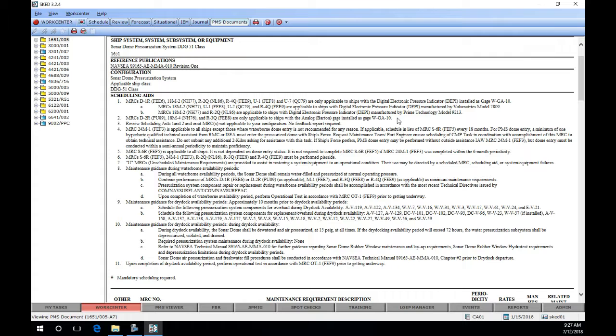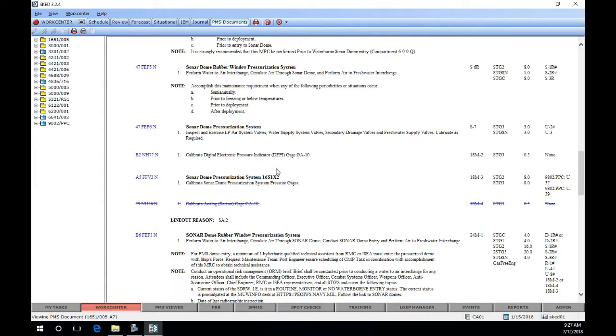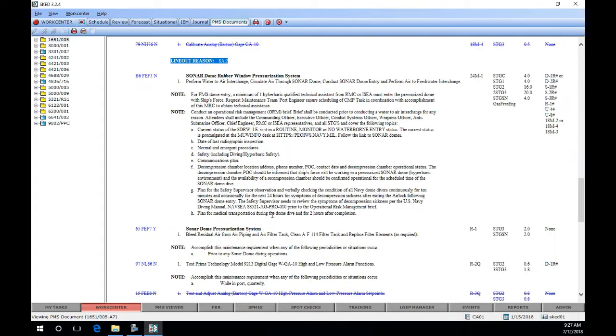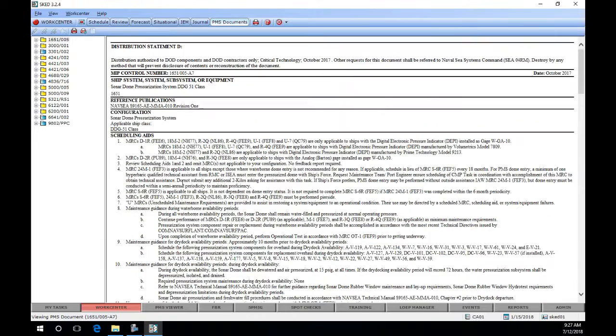Scheduling aid number 2 states, MRCs D2R, 18M4, and R3Q are only applicable to ships with analog Barton gauge installed as gauge WGA10. If this scheduling aid is applicable to D2R, it should also be applicable to 18M4 and R3Q, which means 18M4 and R3Q should also be lined out with scheduling aid number 2 as the justification for the line out. As we can see, the 18M4 and R3Q are also lined out with scheduling aid number 2.